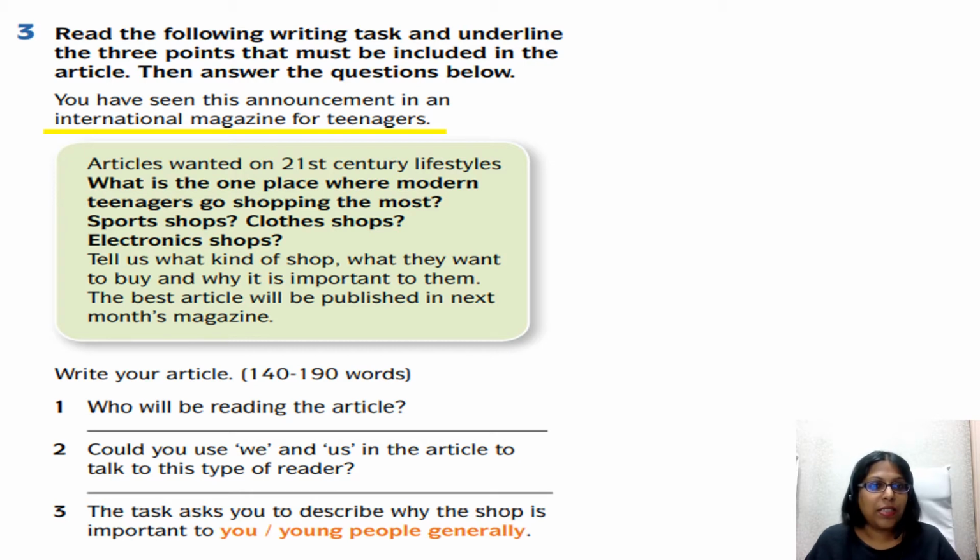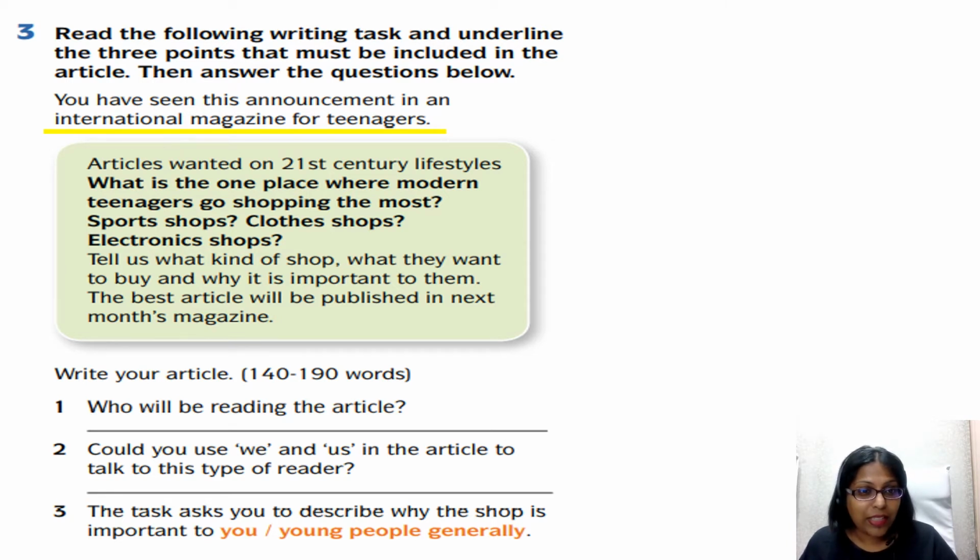Articles wanted on 21st century lifestyle. What is the one place where modern teenagers go shopping the most? Sports shops, clothes shops, electronic shops. Tell us what kind of shop, what they want to buy, and why it is important to them. The best article will be published in next month's magazine. Alright, so before we go any further, before we answer these questions, what are the 3 points that must be included in your article?